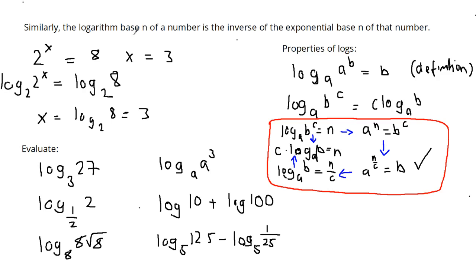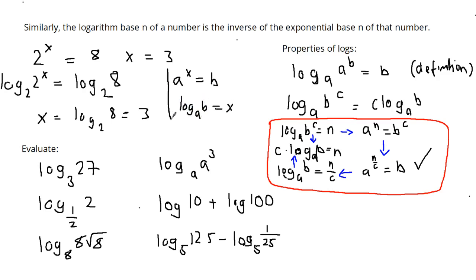Oh, blank page. So the logarithm base of a number is the inverse of the exponential base of that number. So if we have 2 to the x is equal to 8, log base 2 of 2 to the x is log base 2 of 8. And we have this x equal to 3 right here. So x is equal to log base 2 of 8 is equal to 3. I'm going to write something right here that's really important. If a to the x is equal to b, then log base a of b is x.